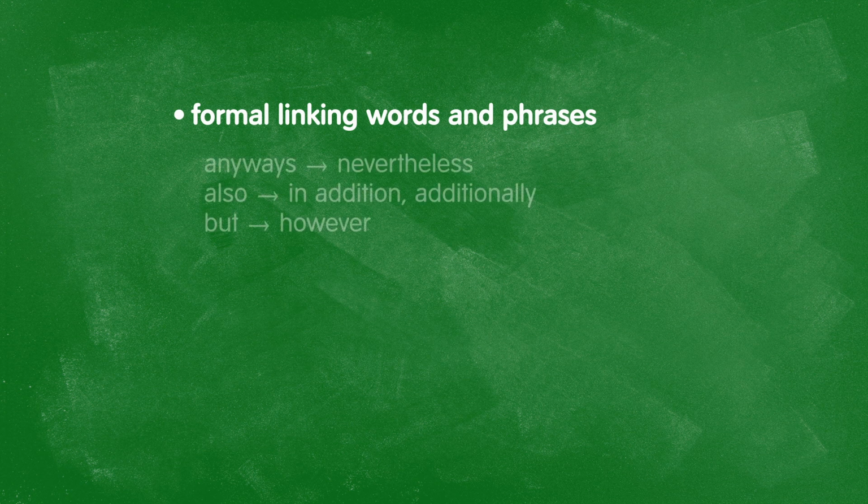And finally, we use formal linking words, conjunctions, and transition words. Instead of simply "and," "but," and "or," there are many more words that we can use in English. Instead of "anyways," we would say "nevertheless." And instead of "also," we would say "in addition." And finally, instead of "but," it's much more common to say "however." Using these formal conjunctions will make your letters sound much more professional and much more formal.